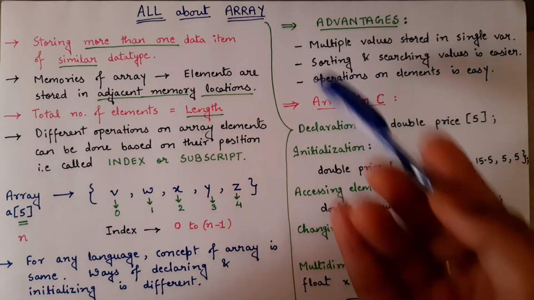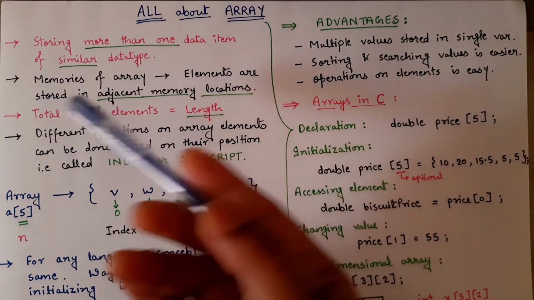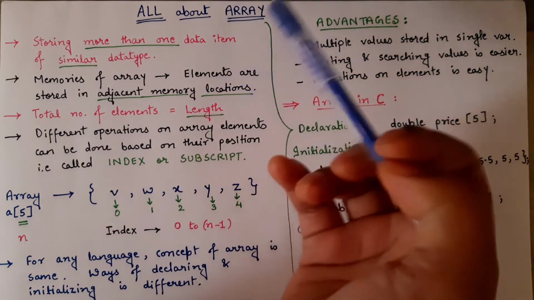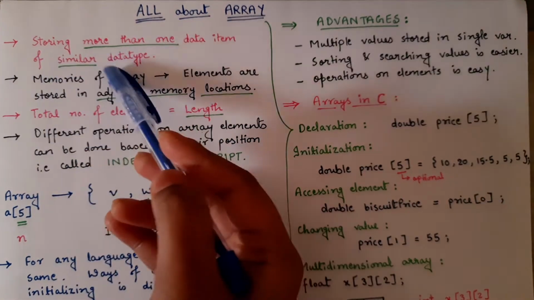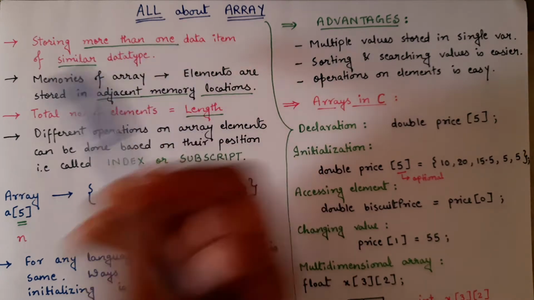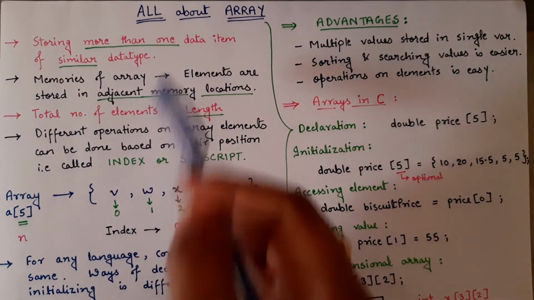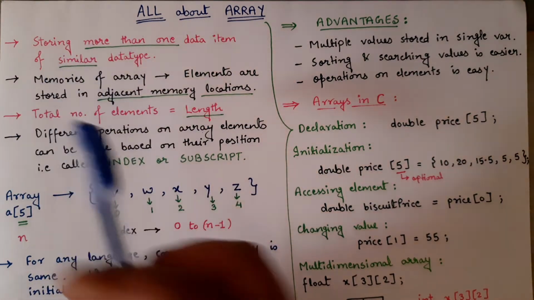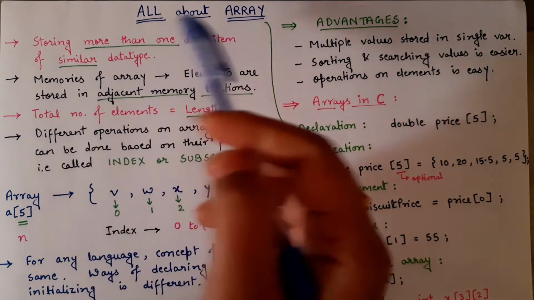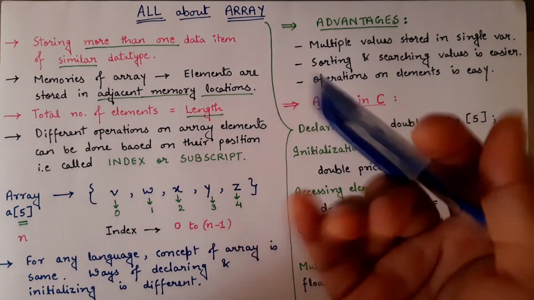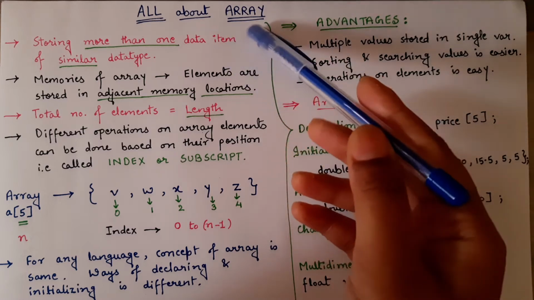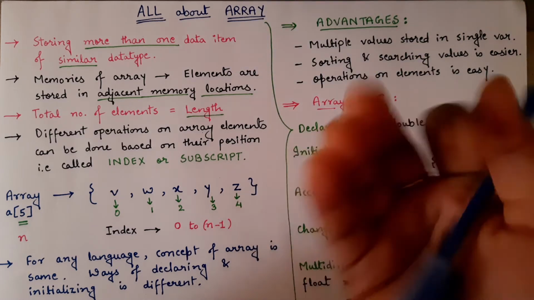What is array? So array is mainly needed for storing more than one data item of similar data type. Okay, so see guys, I have already underlined, concentrate on these keywords. With the help of array, we are talking about data structures, right? So array is one of the data structures, as I have already told you.